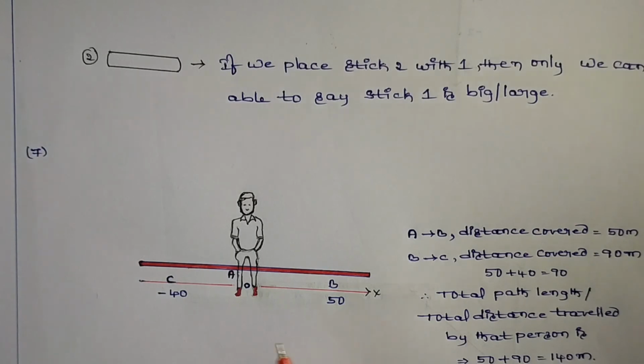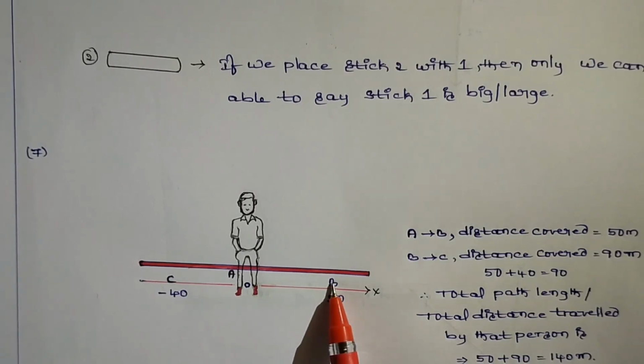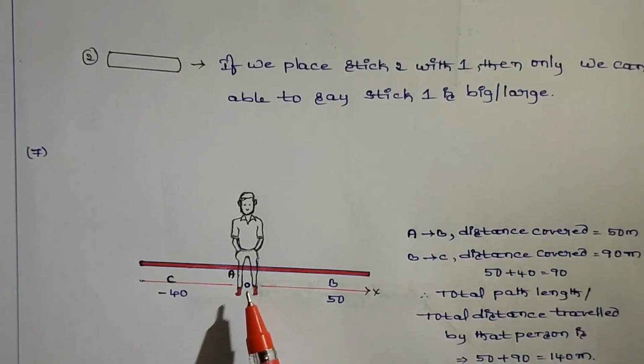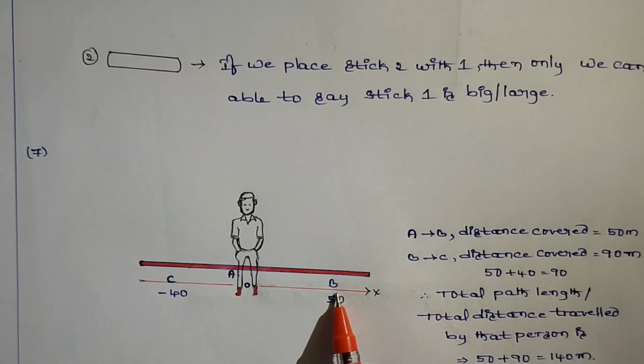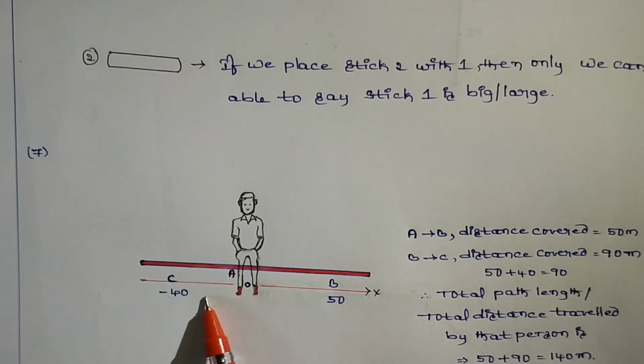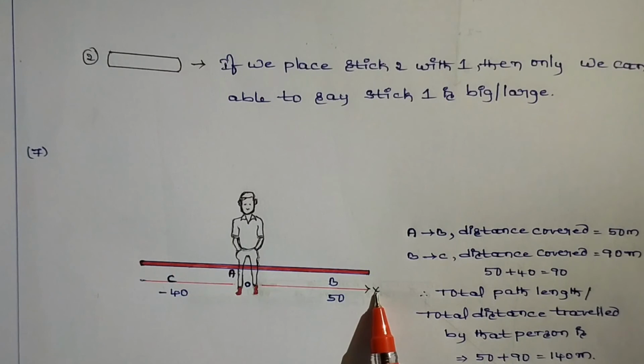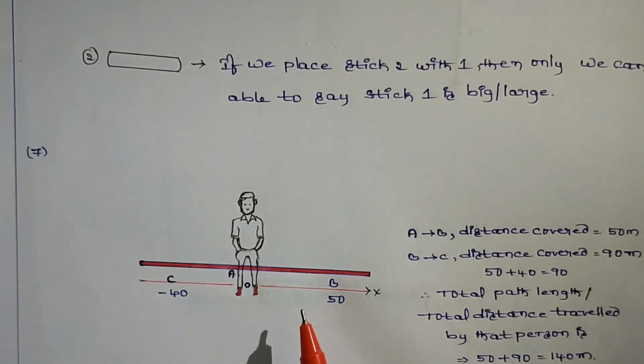Here let us take 3 points A, B and C, and here the origin. B is at 50 meters from the origin; from origin to B, the distance is 50 meters. From origin to C, the distance is minus 40 meters, because we take it as the x-axis, and this is the x-coordinate system.